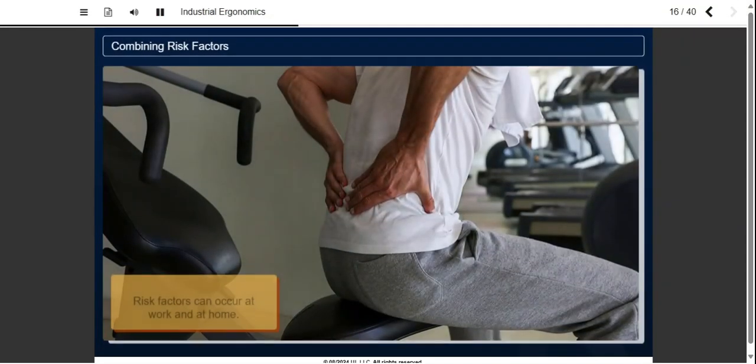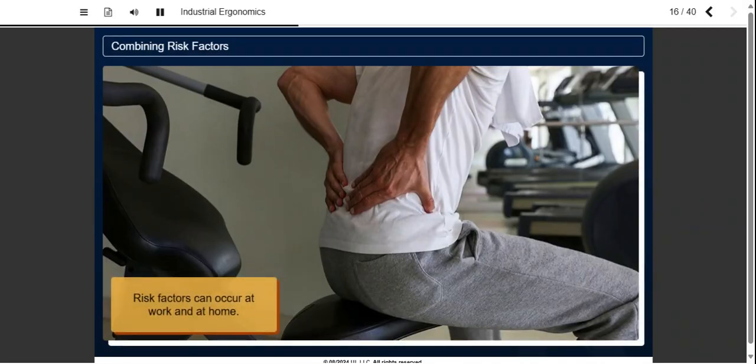Risk factors aren't limited to the workplace. Activities like home maintenance, sports, or hobbies have risk factors too. For example, if you spend your work shift standing in one position and then lift weights at home, your body is exposed to both the stationary position at work and the forceful motion of lifting weights at home.